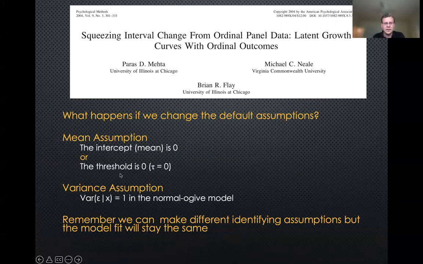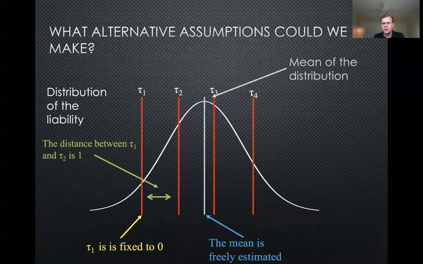What we can do here is we know that we can either estimate the intercept or a threshold. So in this case, we're going to estimate the mean and fix threshold one at zero. And if we've got two or more thresholds, we can also estimate the variance. This is a slightly different identification assumption, but the model fit remains the same. That's really the key thing: we're not actually changing anything about our model fit. It's estimating the same model, but the interpretation of the parameters becomes more reasonable and more consistent with what we'd expect from continuous types of models.